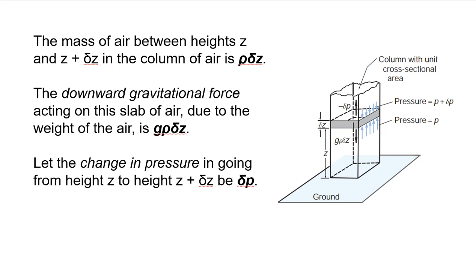And so let the change in pressure in going from height z to height z plus dz be delta p. Note that we have a negative sign. The negative sign is there because we know that the pressure decreases with height, so we put the negative sign in there.